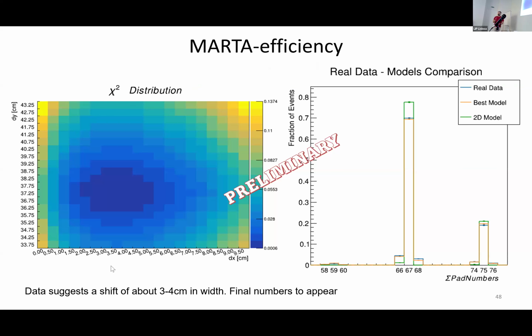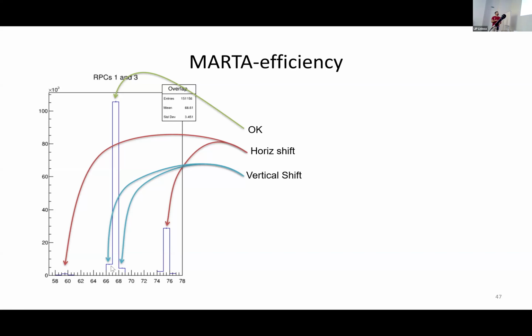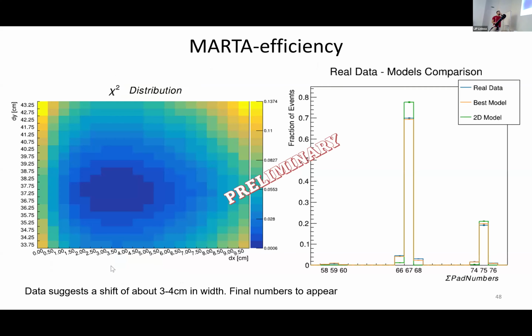Now you can start simulating and shifting your RPCs and understanding how to make this kind of graph, because ideally you should have only one peak, and now you can shift it. You can say, okay, the amount here and the amount here, the relative ratio will give you the amount of shift. More or less, because they are a bit far away, the showers are not vertical. So you make a lot of simulations, you calculate the chi-square, and you try to find the minimum, which is somewhere in here, and it suggests a shift of about 3 to 4 centimeters in width.